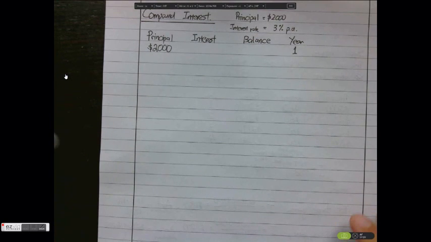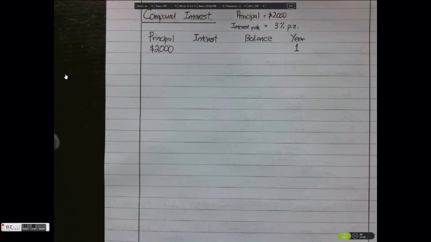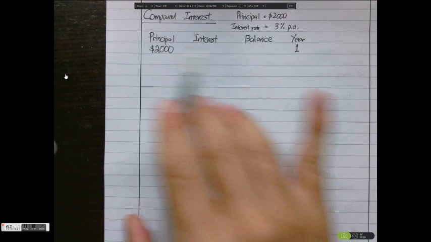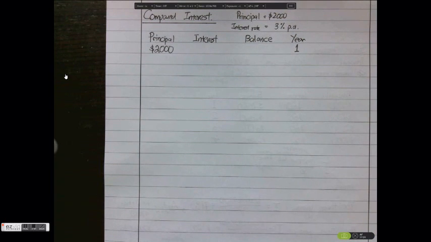Okay, today I'm going to show you about compound interest. Please note the differences between simple interest and compound interest, especially how we calculate the amount or the balance itself. First and foremost, the principal is $2,000. To calculate after 1 year, how much money do I get back if I deposit $2,000?